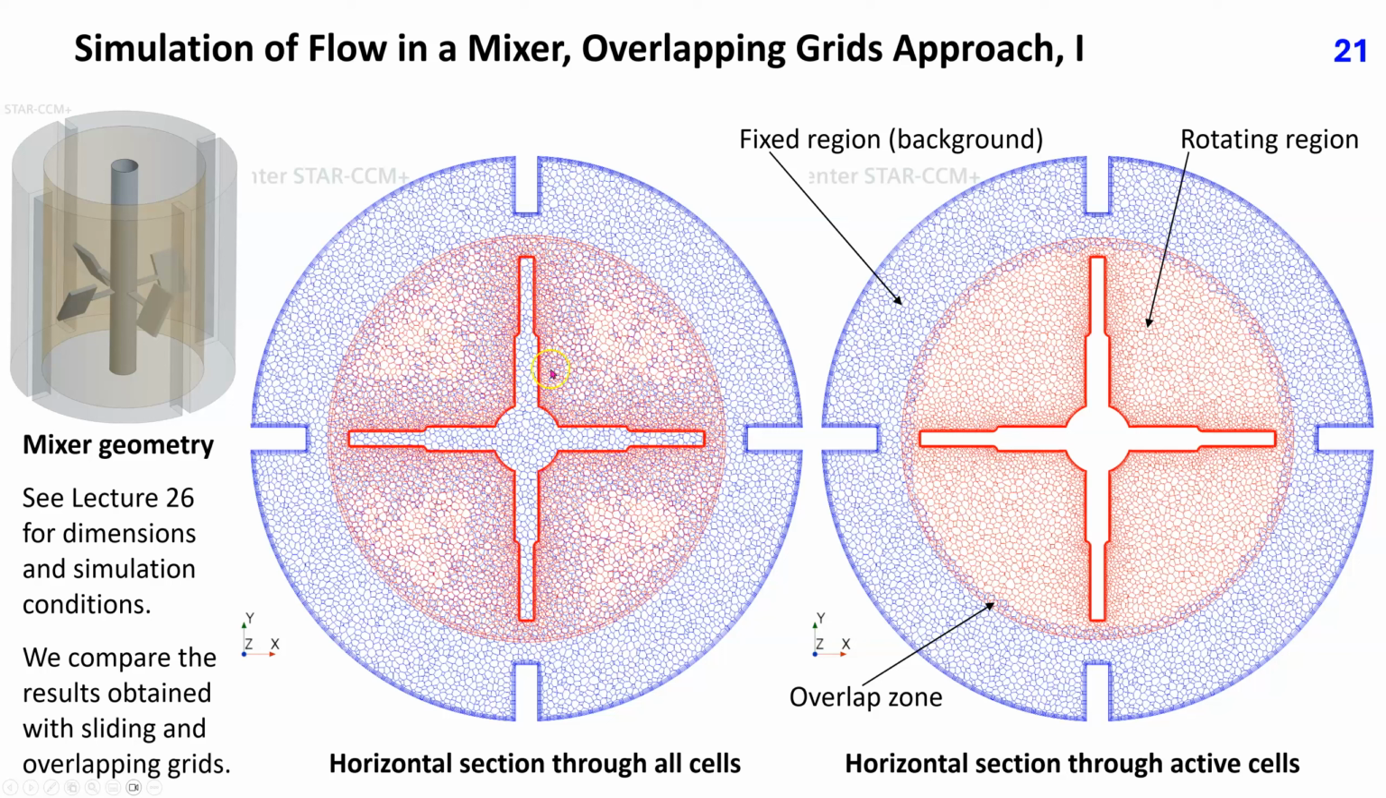This plot shows a horizontal section through both grids before the computation was started. The plot on the right shows the same section during simulation. The central part of the background grid has been deactivated and the two grids overlap in a narrow zone. The results from a simulation using overlapping grids will be compared with results obtained in lecture 26 using sliding grids.